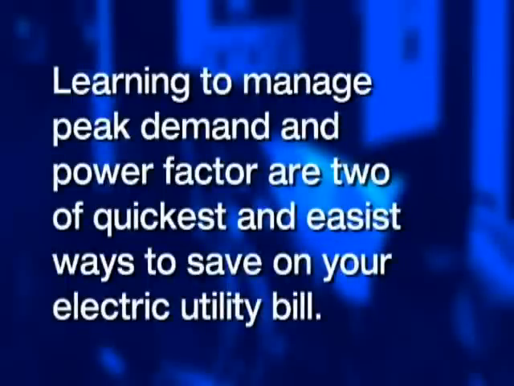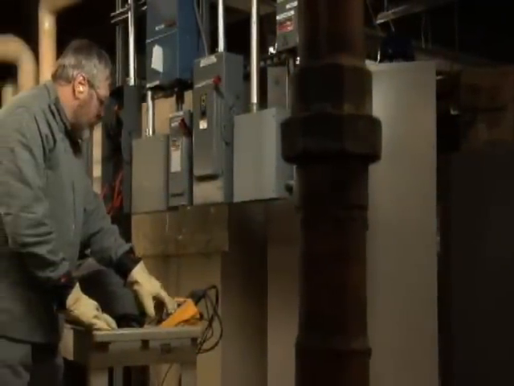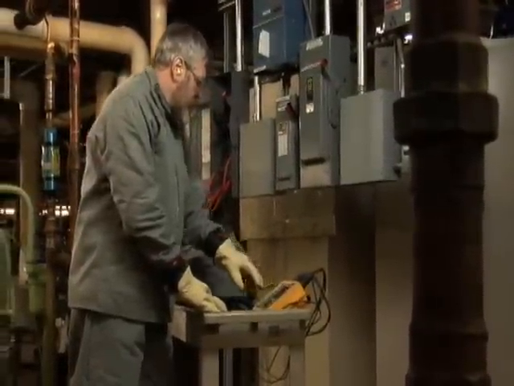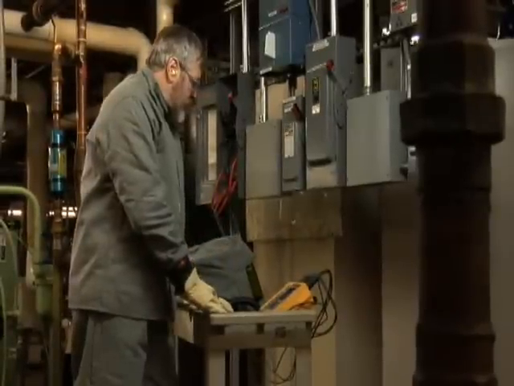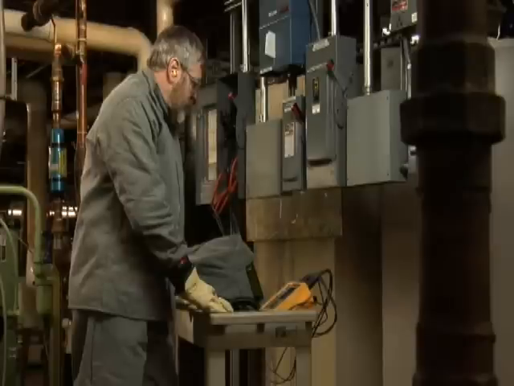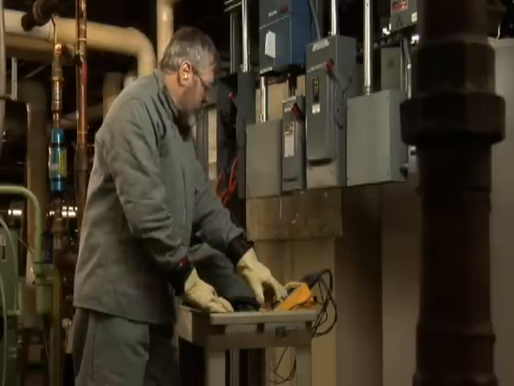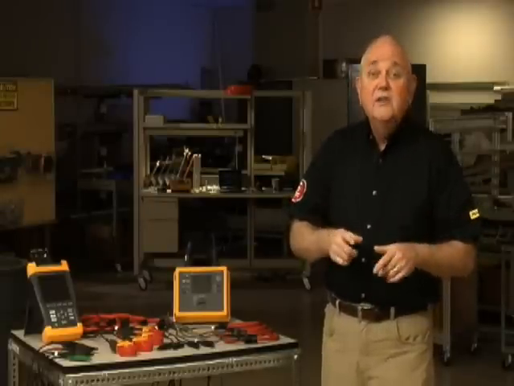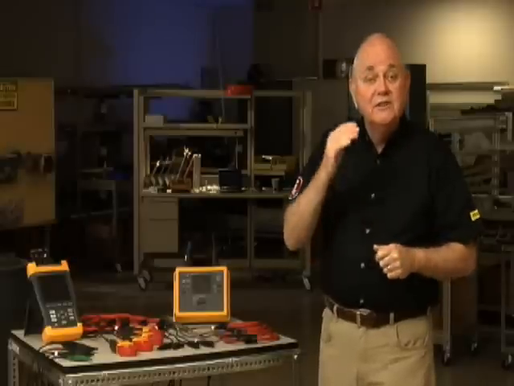Learning to manage peak demand and power factor are two of the quickest and easiest ways to save on your electric utility bill. By correctly analyzing the data from the Fluke 1735 power logger, you can determine the best time to operate large loads and where to add power factor correction capacitors. The result? Money saved. So now that you know how much electricity you're using every month and where all that electricity is going, you can start making some decisions in order to reduce that monthly electrical utility bill.